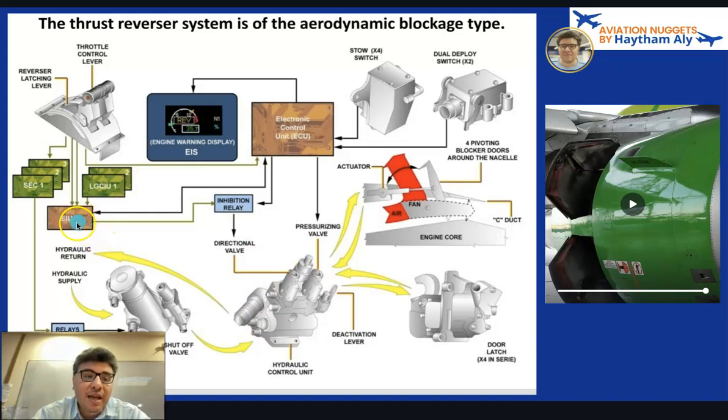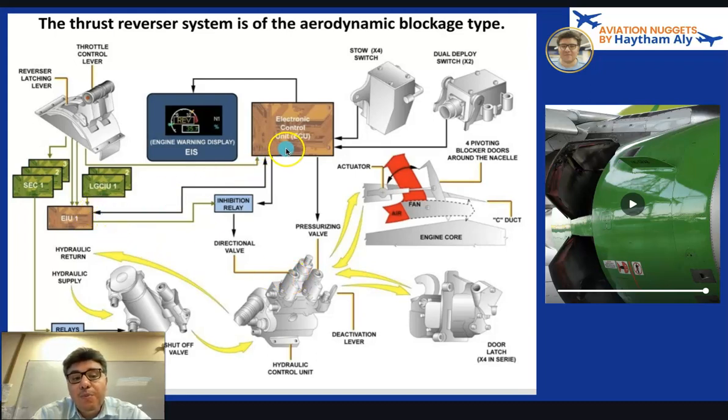The second line of defense is managed and controlled by an engine controller or engine computer. It is called the engine interface unit, which is the interface concentrator between the engine computer and the aircraft system computers. The engine interface unit's job is to energize the inhibition relay so that the electronic control unit can energize the directional valve. This is the second line of defense.